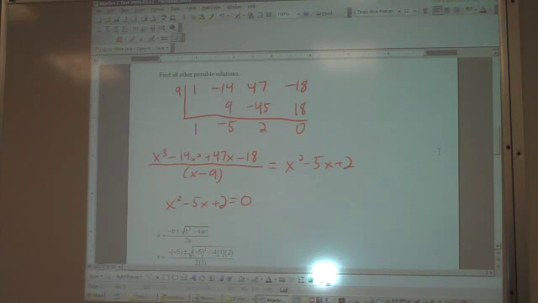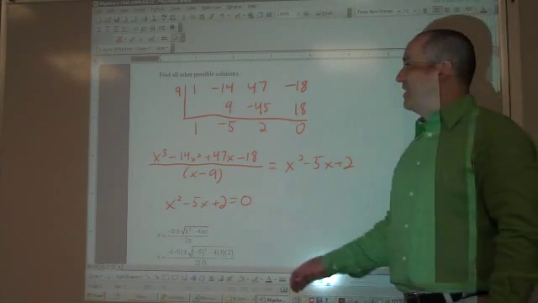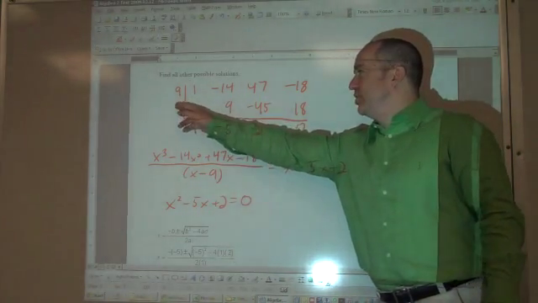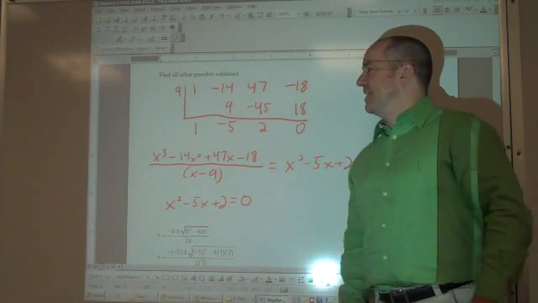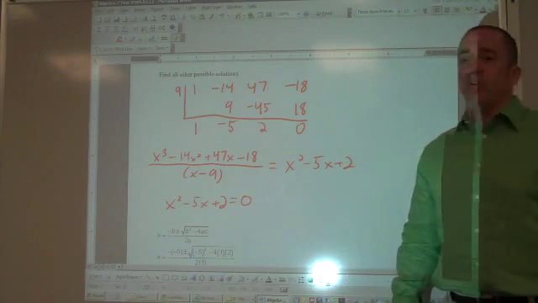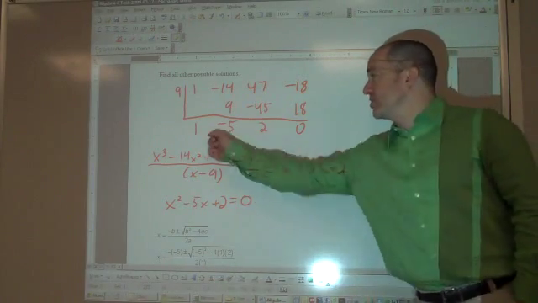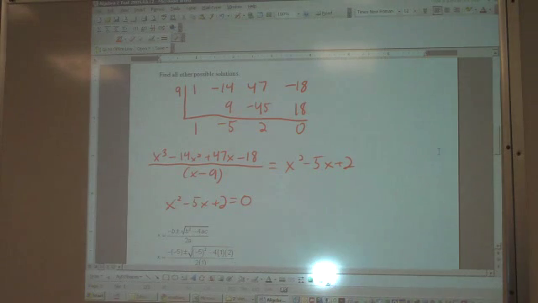If you had not been given that 9 was a possible solution, you would have had to guess 1, 2, 9, 18, -1, -2, -9, -18 until one worked. And then as soon as one works, use the easier one.